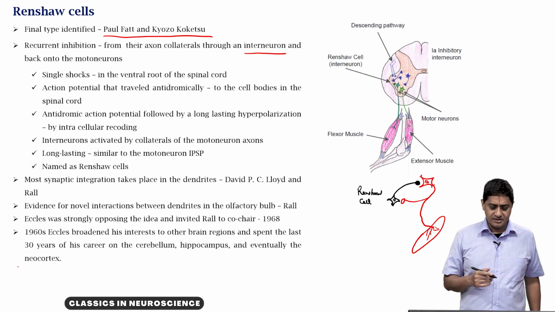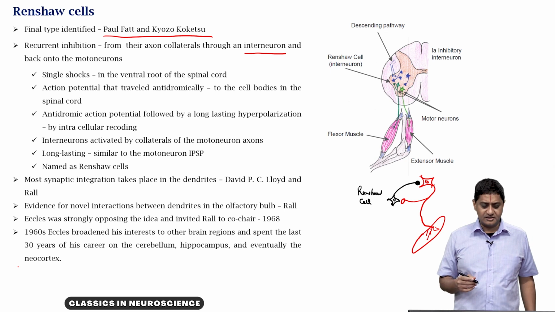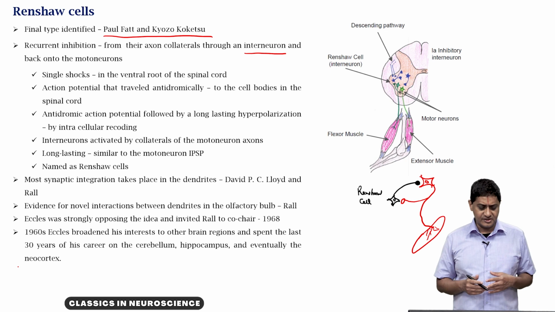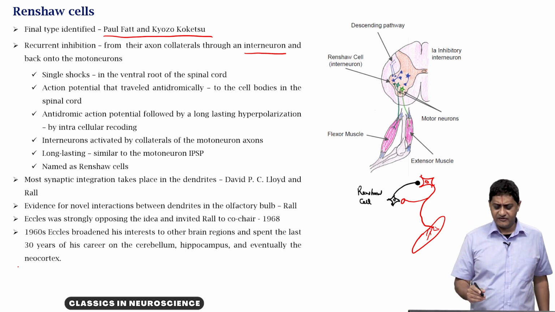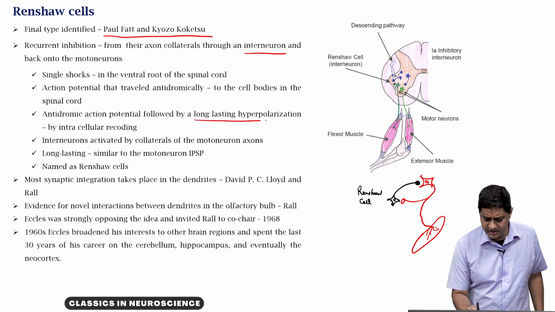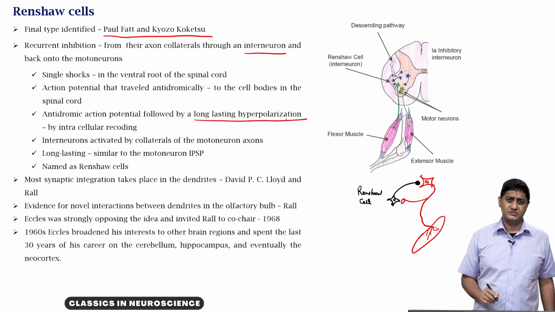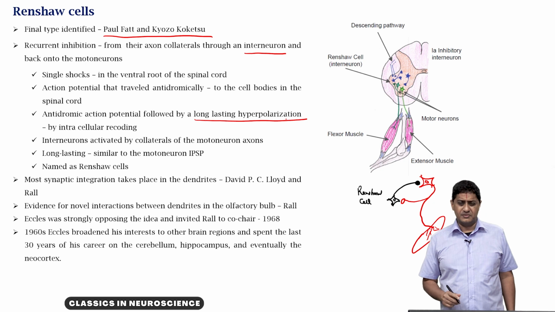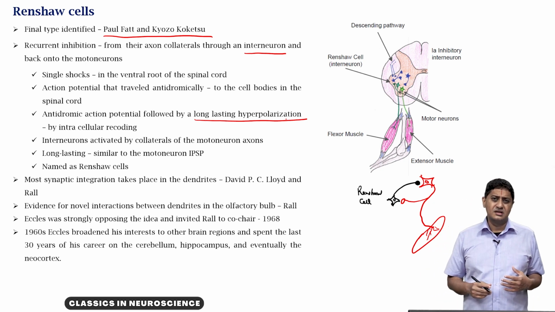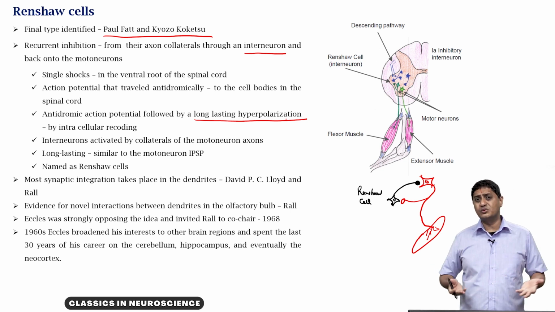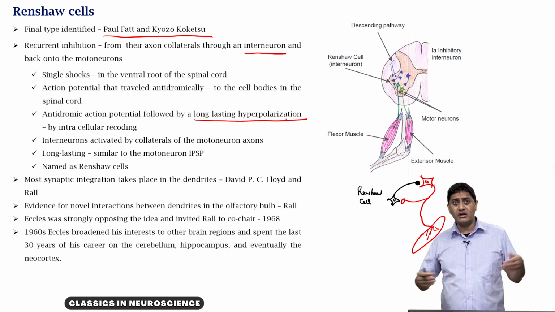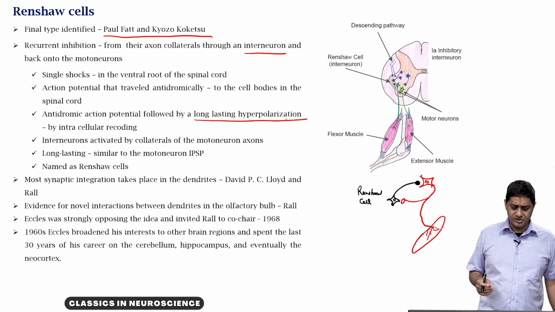Single shocks in the ventral root of the spinal cord produced an action potential that travelled antidromically to the cell bodies. Then there was a form of long lasting hyperpolarization. Hyperpolarization means inhibition that actually lasted longer than what an action potential would last. So, long lasting hyperpolarization, inhibition.